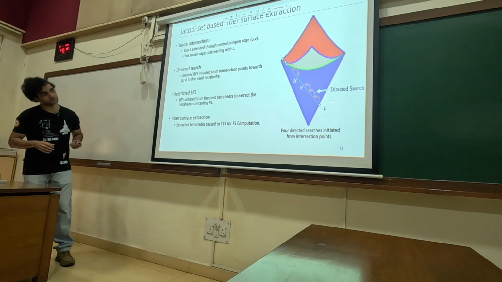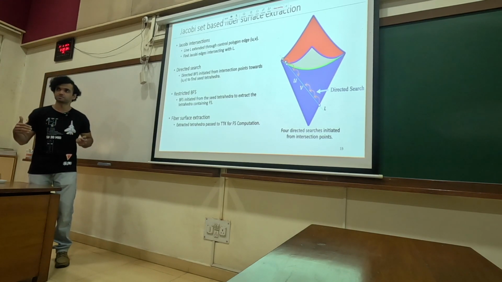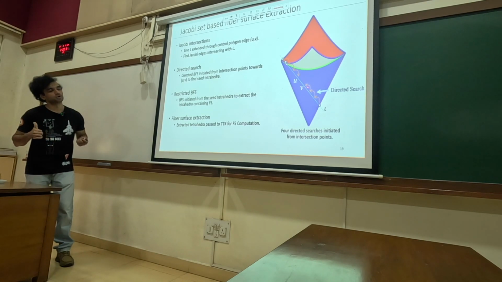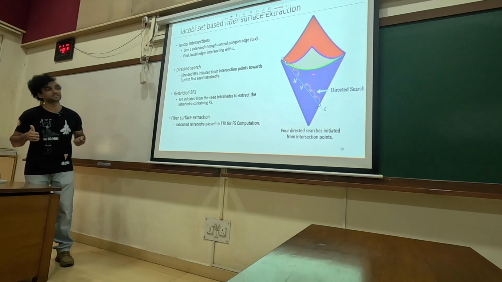After identifying these intersections in the spatial domain, we execute a directed search towards U and V to identify the seed tetrahedra which contain either U or V. And after identifying all the seeds, we run a restricted breadth first search to identify the tetrahedra in the vicinity of seeds that intersect exactly with this control polygon edge. That way we are able to discard traversing the rest of the tetrahedra in this space, and we just traverse through the tetrahedra that intersect with this particular line.